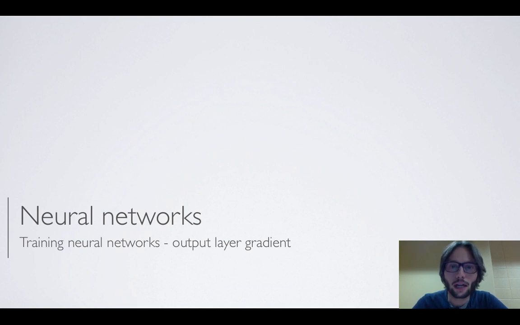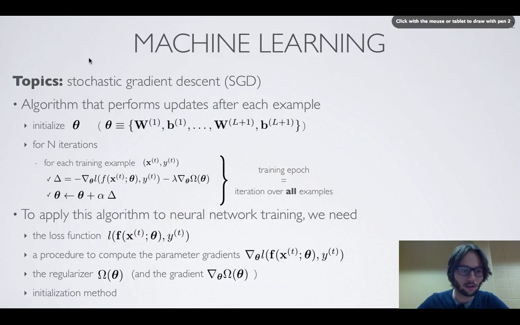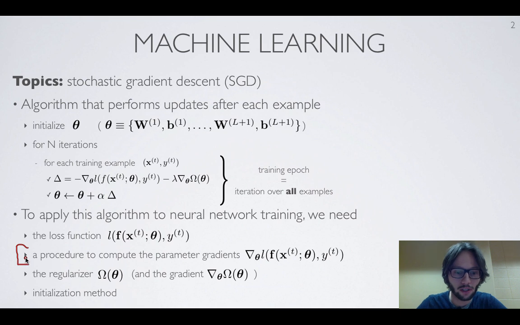In this video, we'll look at and derive the gradient of the loss function with respect to the output layer of a neural network. Now, in our derivation of stochastic gradient descent for neural network training, we are now at the part where we need a procedure for computing the parameter gradients. Making the whole derivation of the gradients is actually a complicated step, so we'll take more than one video to make the full derivation.